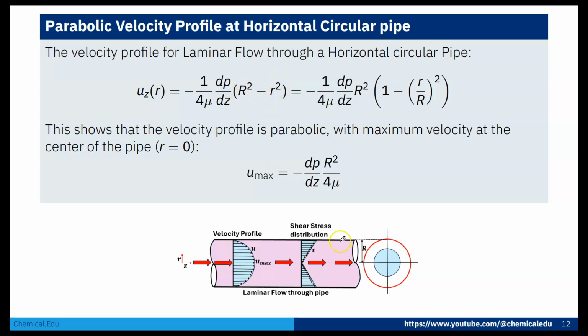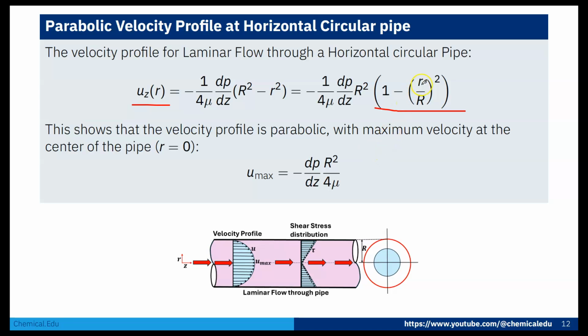So capital R is the radius of the pipe, and small r you can vary from the center line to the wall. Now if you reorganize, minus 1 by 4 mu dp by dz R square common, so that will be 1 minus small r by capital R whole square. Now this shows that the velocity profile is parabolic.